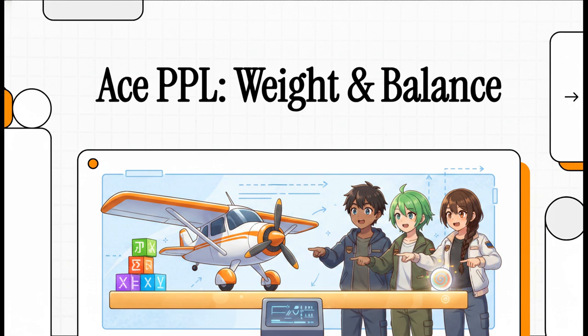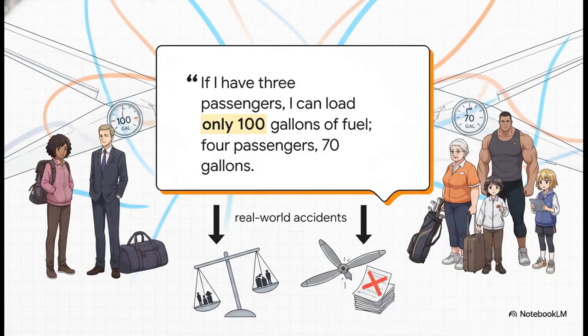Let's get to it. You might hear this kind of dangerous rule of thumb floating around the hangar. If I have 3 passengers, I can load only 100 gallons of fuel. 4 passengers, 70 gallons. Well, here's the hard truth. Guessing like this is a guaranteed way to fail your exams, and more importantly, it causes real-world accidents. You just can't assume 3 passengers are always going to weigh the same.